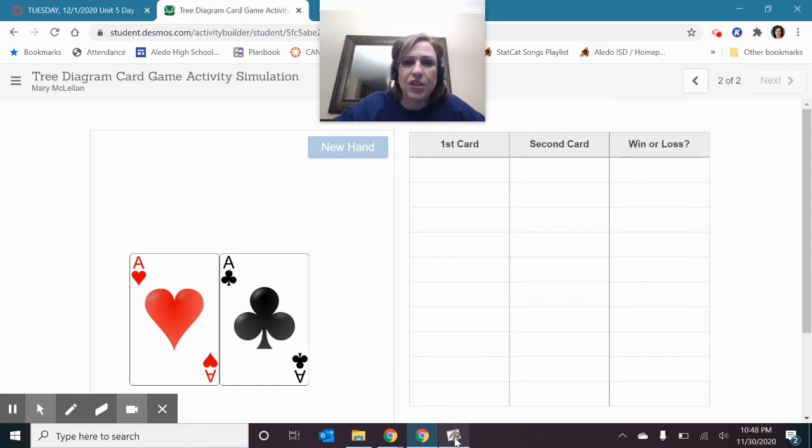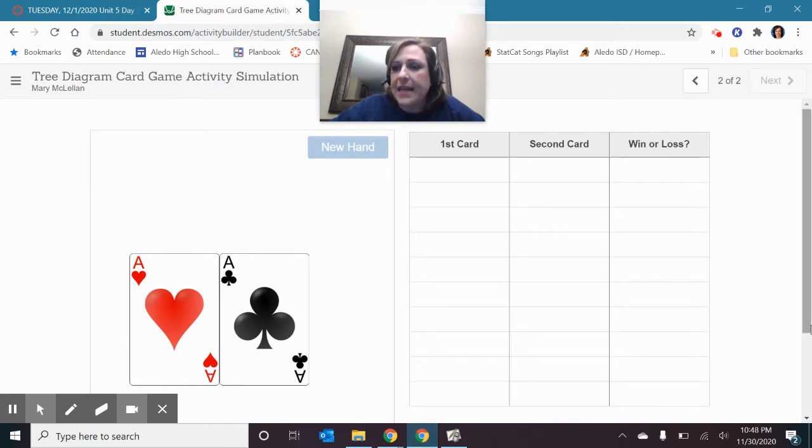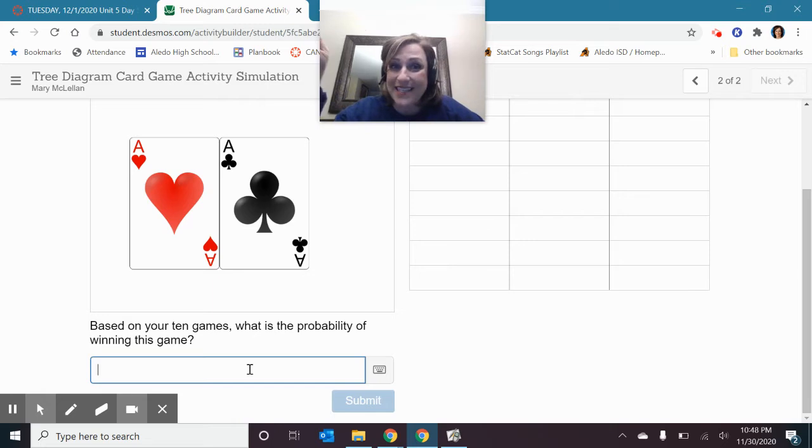But you don't need to go through all this typing. Just use this technological simulation and then come in here and write that down. Ace, ace, win. King, ace, lose. Okay, so if you get a pair of aces or a pair of kings, just do it right in here. And then do come down here at the bottom, however, so that I can collect everybody's data, and put in, based on your simulation results, what your probability of winning is.